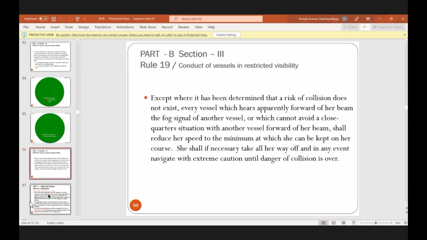Yes? Can anyone? And this is where, actually speaking, the candidates mostly misinterpret and misunderstand. Can someone tell me the literal sense, what does this line mean?